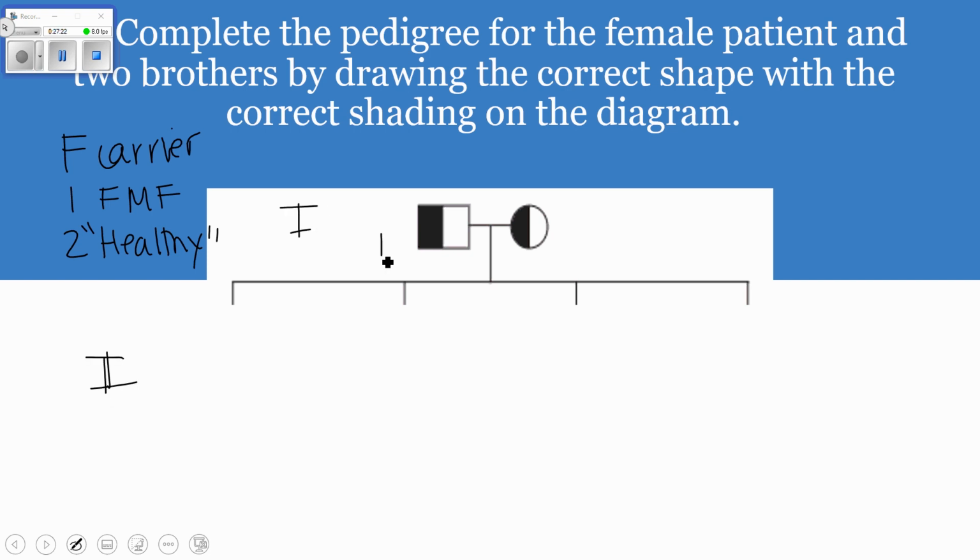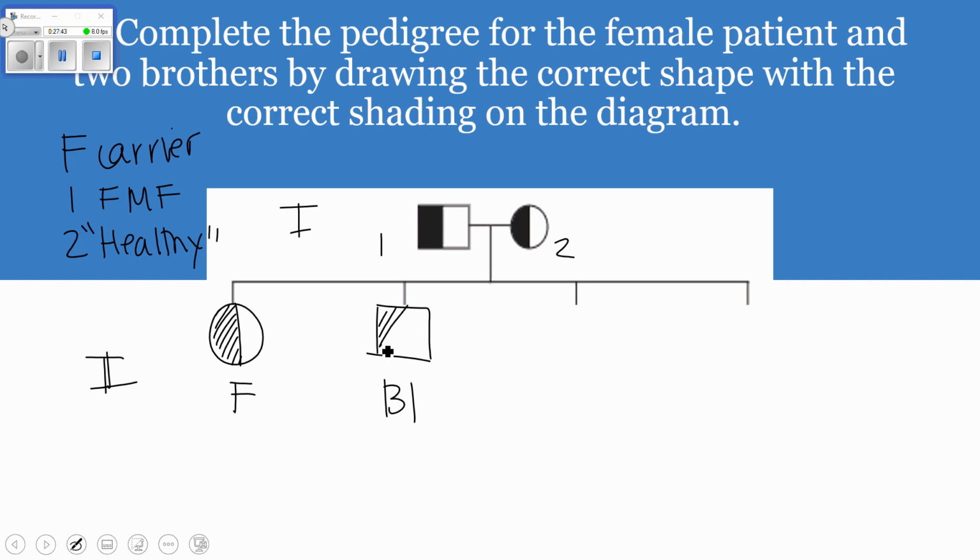So here we have our different generations. We have the mom and the dad listed. Note the mom and dad are both carriers. If we are looking at the second generation, if we start off, this is going to be my female. The female was a carrier. We're going to shade in half of that. Next up, we have brother 1.